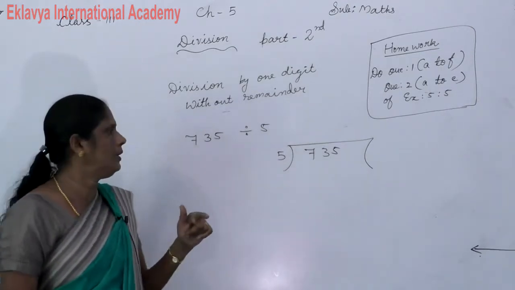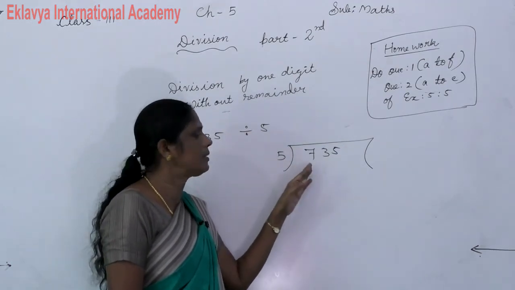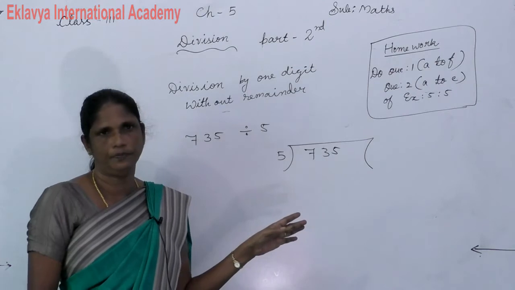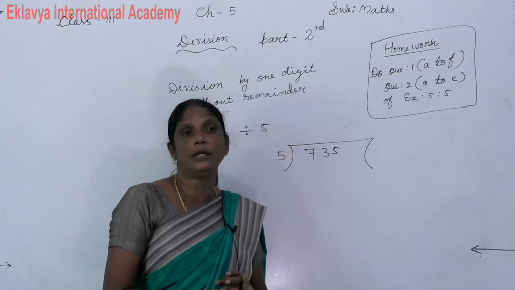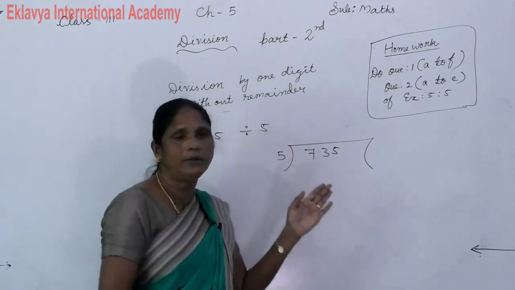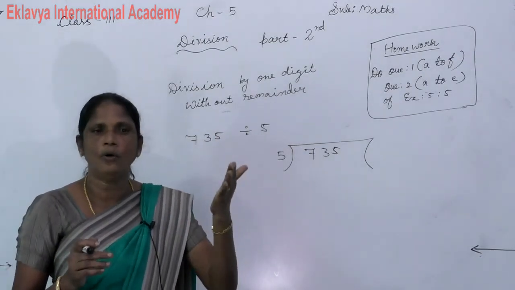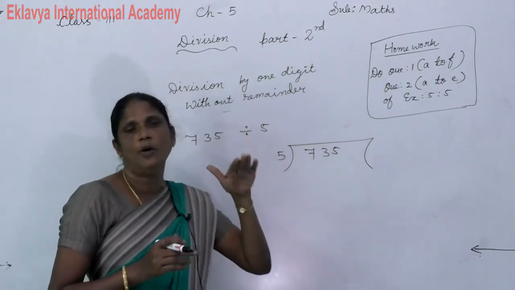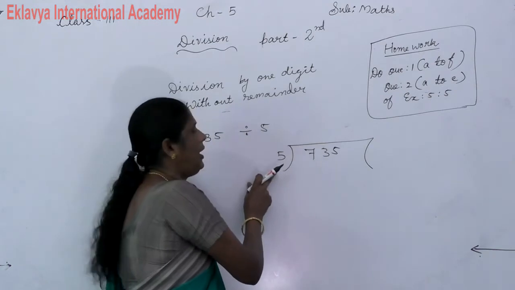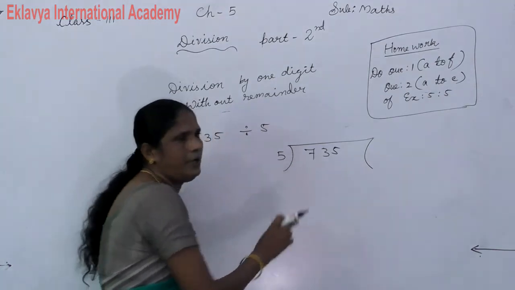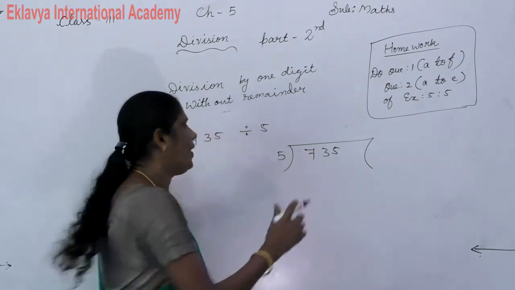Now you look at the table of 5. How many times gone in 7? You say the table of 5. 5 1 ja 5. 5 2 ja 10. We don't have 10. We only have 7. Therefore, 2 is not gone. The next lower number is 1. Then, the table of 5, how many times gone in 7? 1 time.